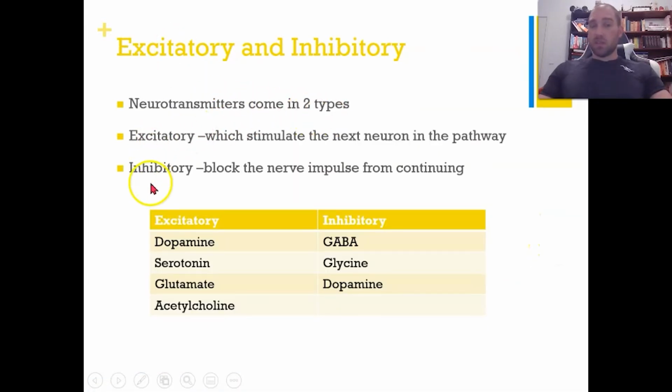There's excitatory and inhibitory. So excitatory neurotransmitters stimulate the next neuron on the pathway, and inhibitory neurotransmitters block the nerve impulse from continuing. And you might know some of these names of neurotransmitters: dopamine, serotonin, glutamate, and acetylcholine. We talked about GABA, glycine, and dopamine.